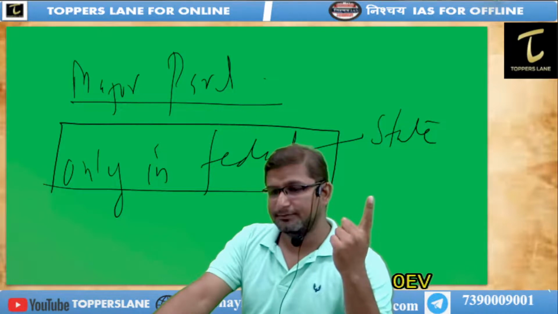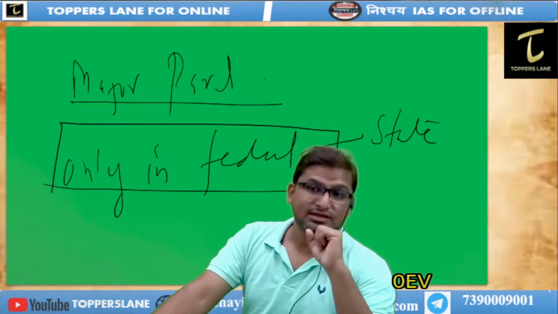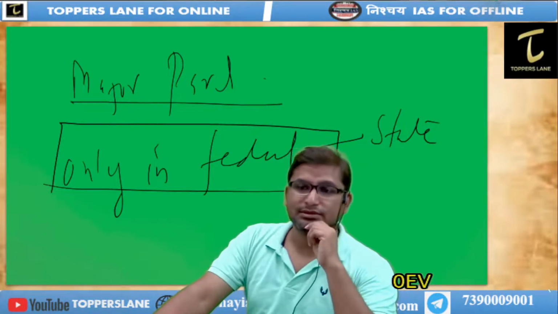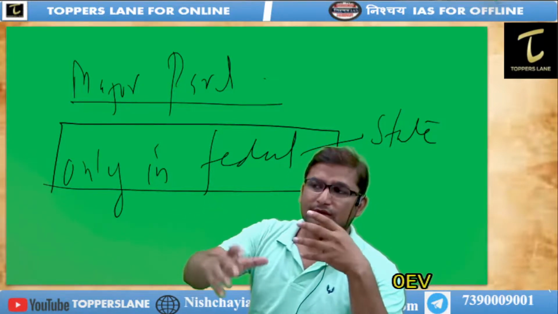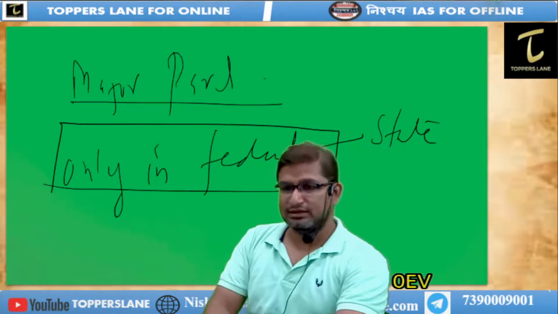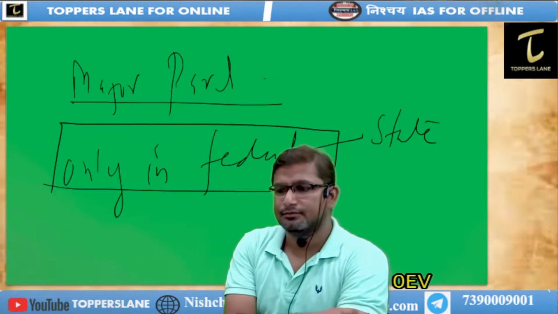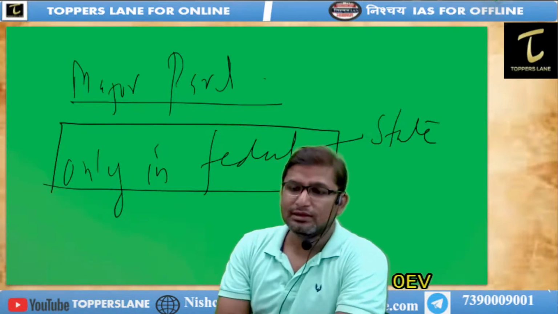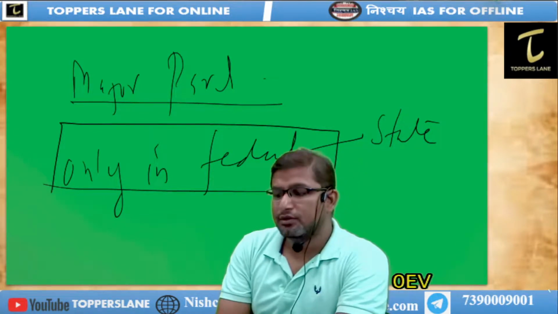And one more important thing, when we are talking about ratification by the states, by half of the state legislatures, the constitution has not prescribed any time limit within which states are supposed to give their assent and ratify this amendment bill. No time limit is there for the state assemblies to ratify the constitutional amendment bill.